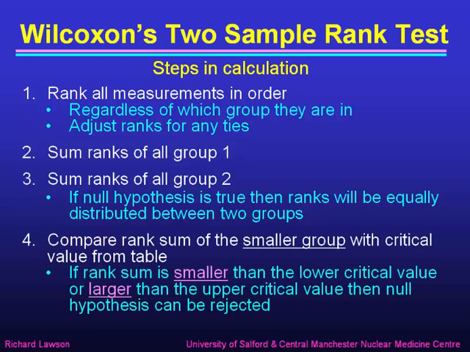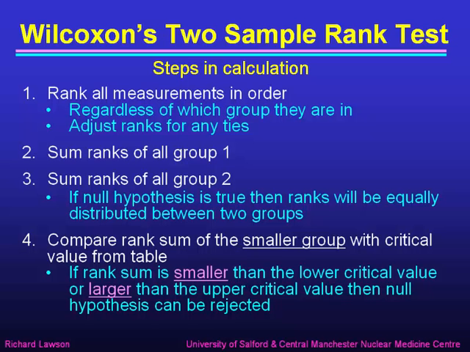So what we do in the Wilcoxon test is to compare the rank sum of the smaller group with the critical value that we get from tables. And if the rank sum is smaller than the lower critical value or larger than the upper critical value, then the null hypothesis can be rejected. Notice we've got two reasons for rejection here: smaller than a lower value or larger than an upper value.